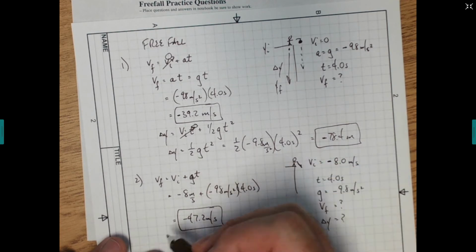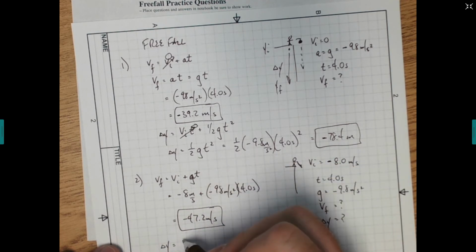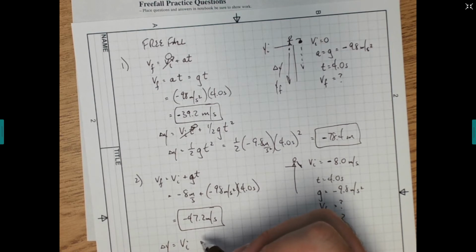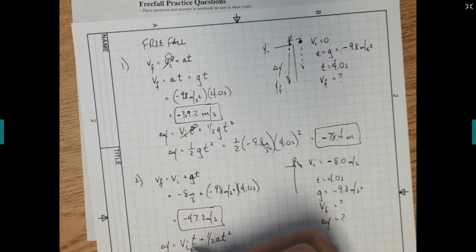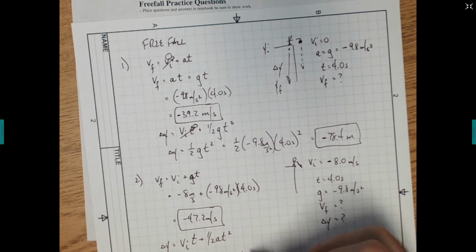And now again, we're going to do the same part for my change in position. It's, excuse me, initial velocity times time plus 1/2 acceleration times time squared. We're going to plug in our numbers again. Initial velocity is 8 meters per second, and it's going down, so that's negative, times my 4.0 seconds, plus my 1/2 times my acceleration, negative 9.8 meters per second squared, times my time of 4.0 seconds, squared, right in the t again. And we're just going to multiply that out.